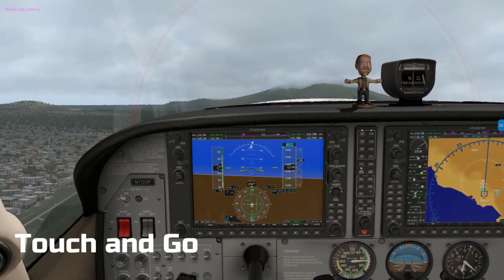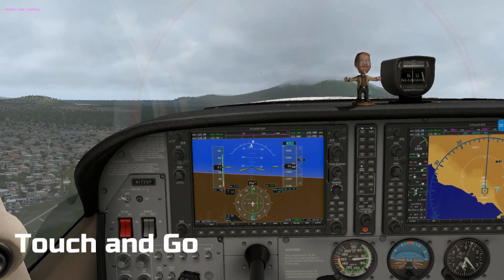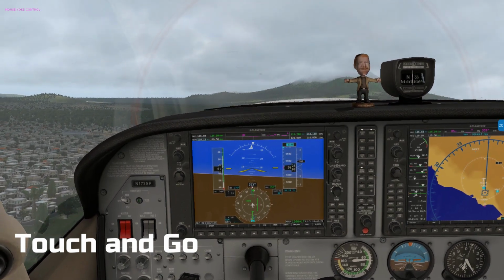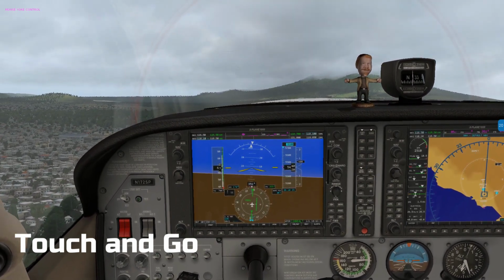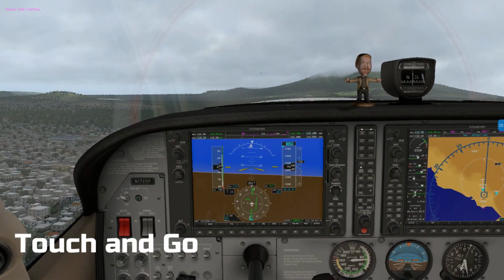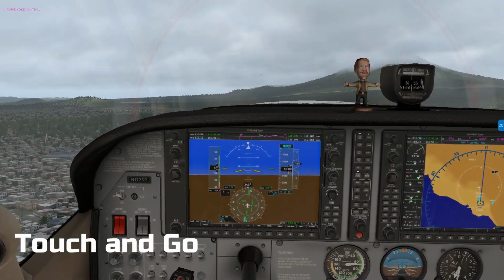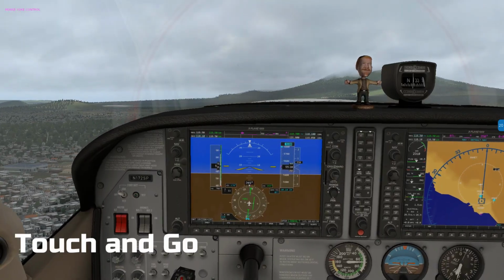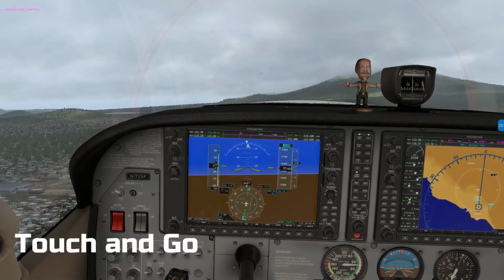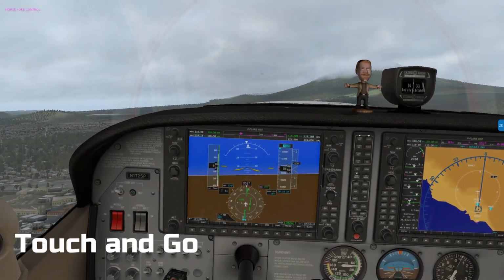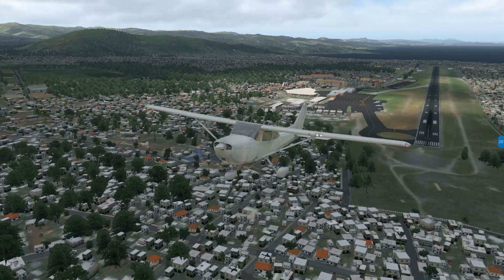Touch and goes and traffic patterns are not only for small general aircrafts, but also for giant aircrafts. Airline pilots also do this on A380s, 747s, A320s, and all other major airline aircrafts in order to learn and feel each aircraft's characteristics with manual flying the aircraft.